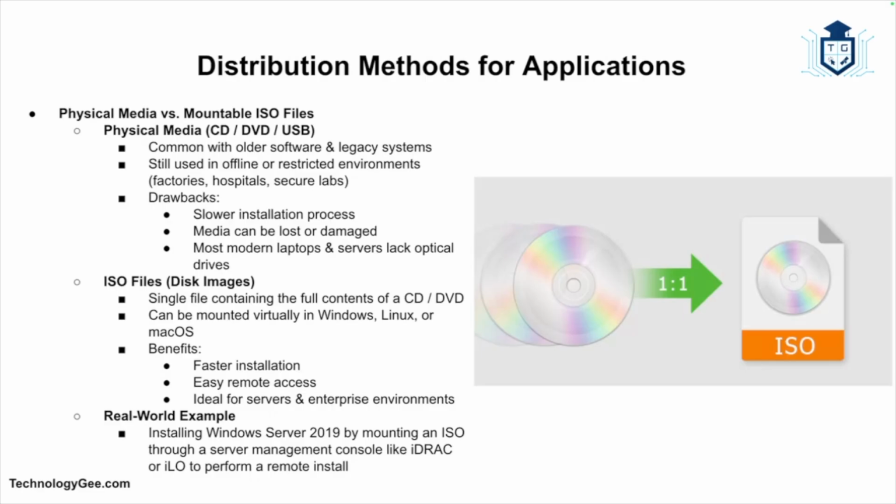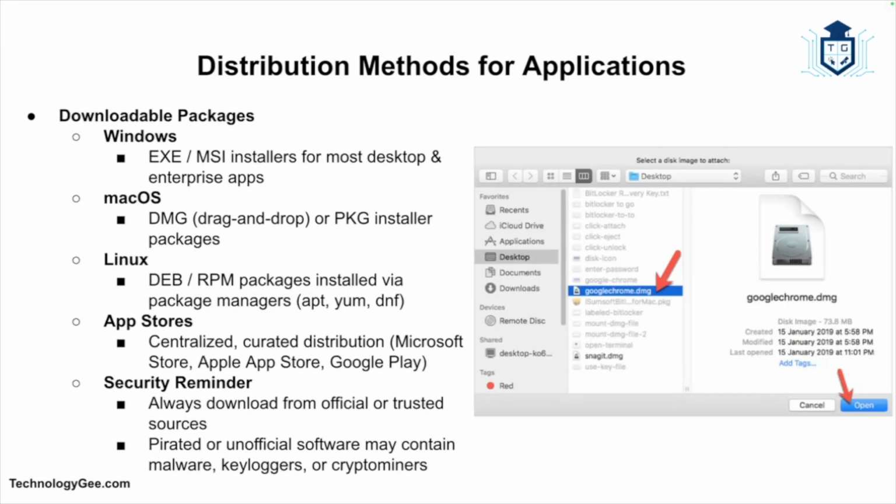Then you have your ISO files or your disk images, and these are a single file that represents an entire CD or DVD, and they can be mounted virtually in Windows, Linux, or Mac, and they're much faster and easier than shipping physical disks. So as a real-world scenario, you would need to install Windows Server 2019 on a new server. And instead of using DVDs, you will mount an ISO file directly in the server management console and start the installation remotely.